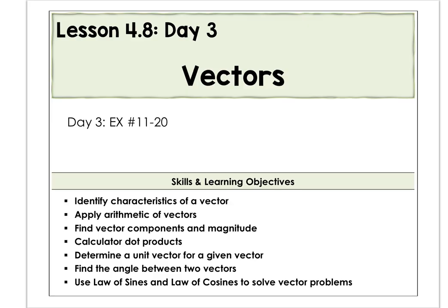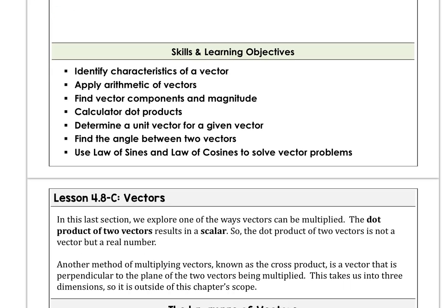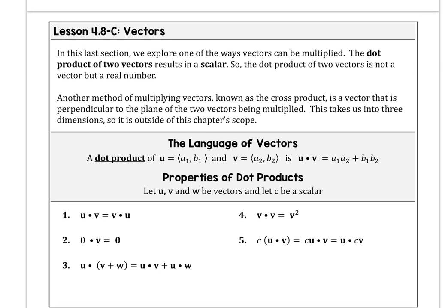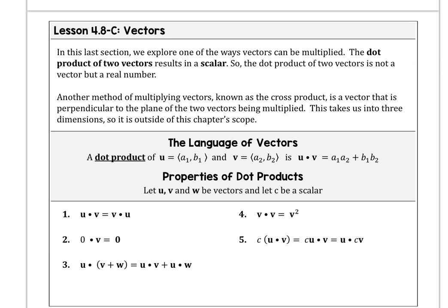We're in the third day of talking about vectors. In today's lesson, we're going to explore the ways vectors can get multiplied. That process is called the dot product. It results in a scalar. Here's the language for dot products.